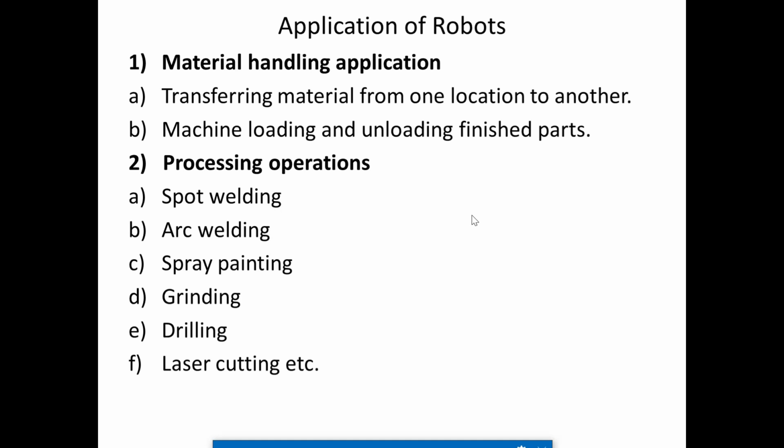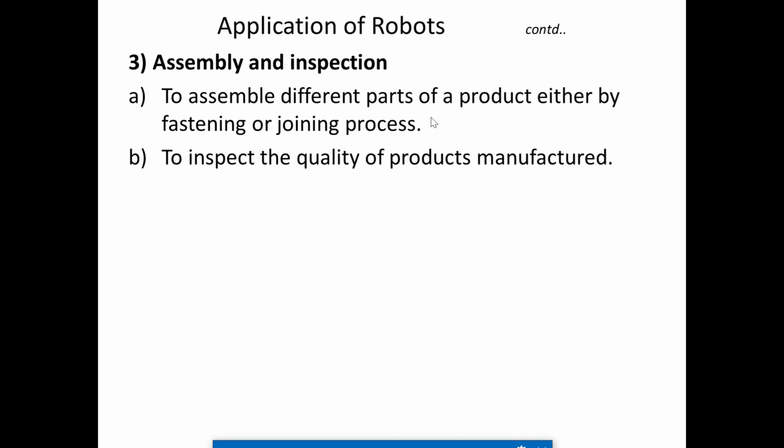Then the second one is processing operation. Whenever we want to perform some processing functions, we are going to use these robots. The different processes are spot welding, arc welding, spray painting, grinding, drilling, and laser cutting. In all these processing operations, we are going to use these robots.